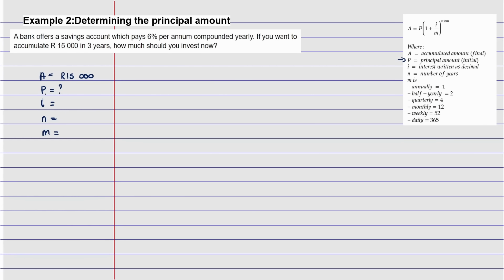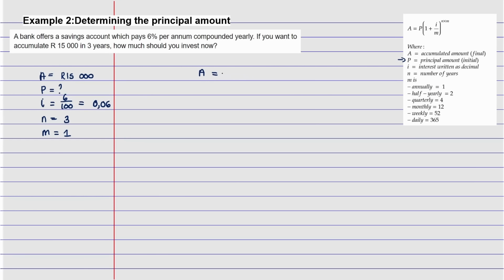So our I value here is going to be 6 divided by 100, which is the same as 0.06, right? Then N here is going to be 3 years. And our M is compounded yearly, so it's equal to 1, right? So now we have everything. So let's substitute everything we have.